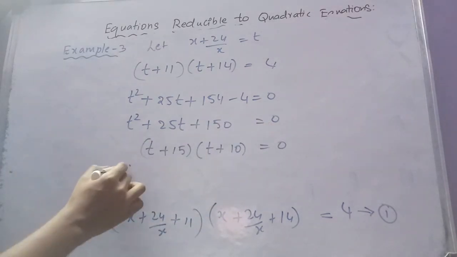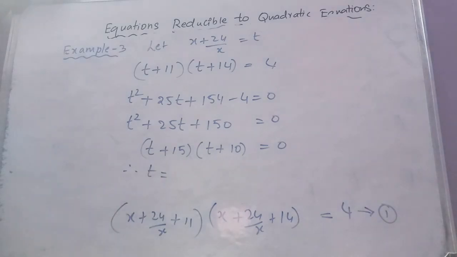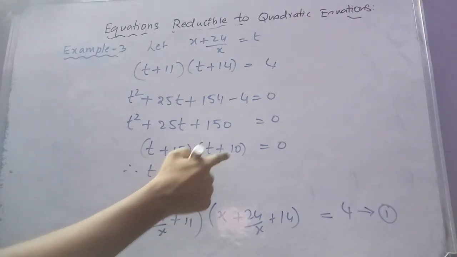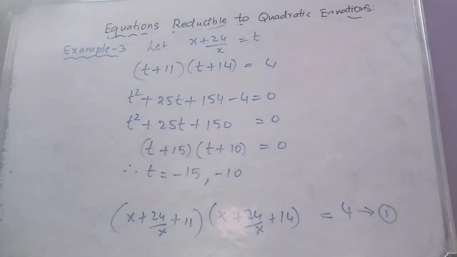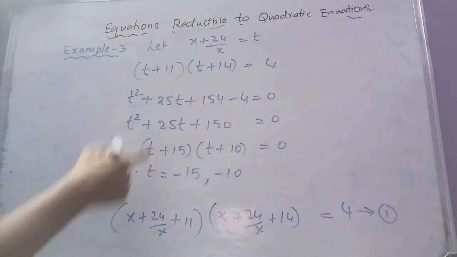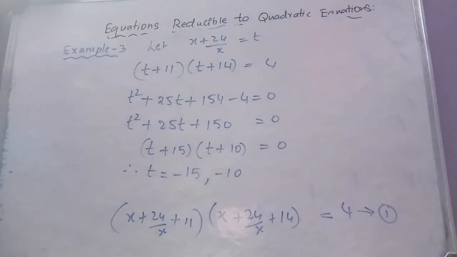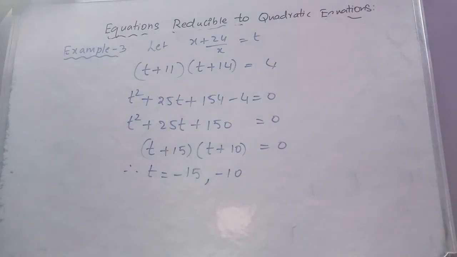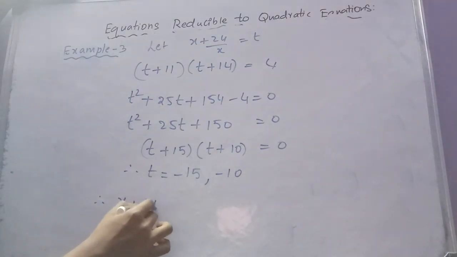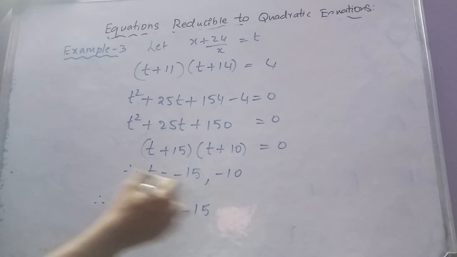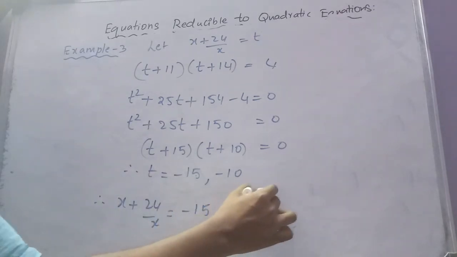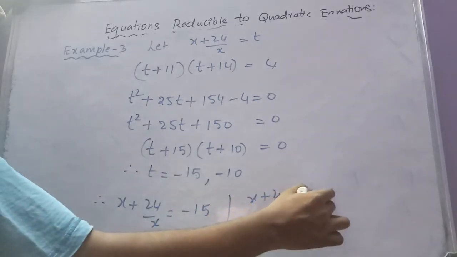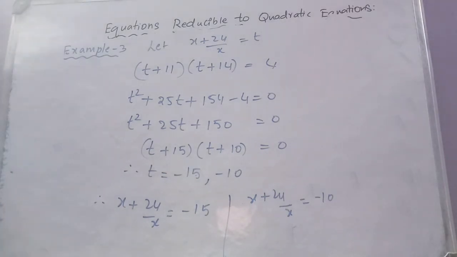So therefore, t has got two different values. From this I'll get minus 15, and from this I'll get minus 10. But actually what is t? t means x + 24/x, right? So therefore x + 24/x is equal to minus 15 in the first case, or x + 24/x is equal to minus 10 in the second case. If we solve this, we will get the required values of x.